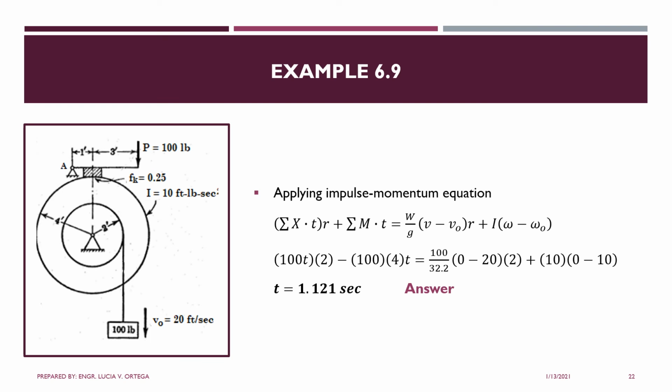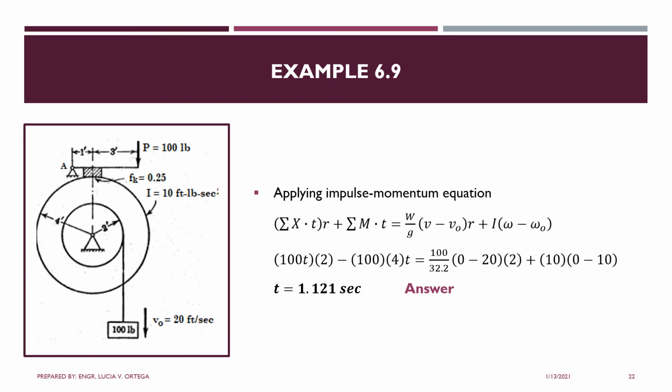So W over g, 100 over 32.2, times the final velocity, which is 0 because it will come to rest, minus the initial velocity, 20, times the radius, because we are solving for moment. This equals, plus, the mass moment of inertia, which is given as 10 foot-pound second squared, times the difference in angular velocity.